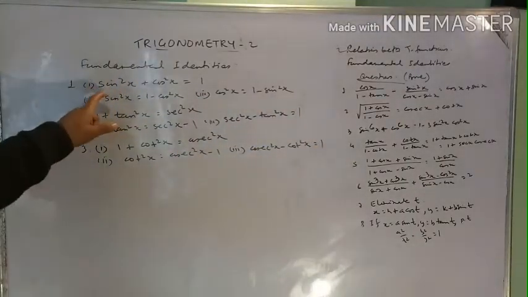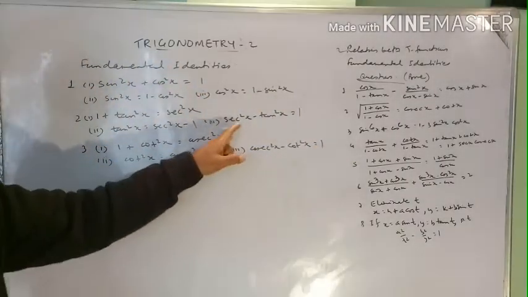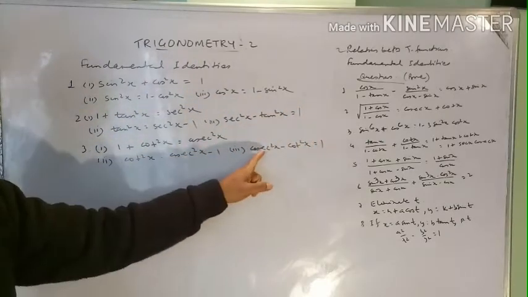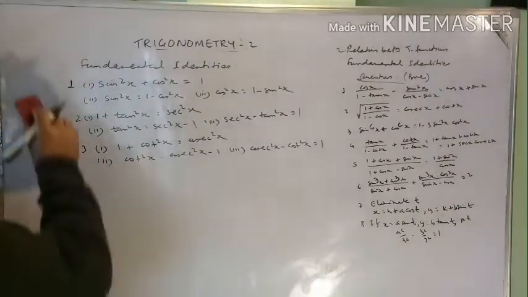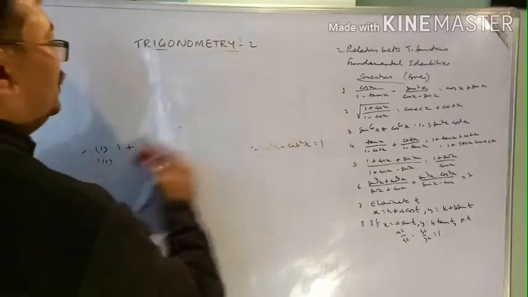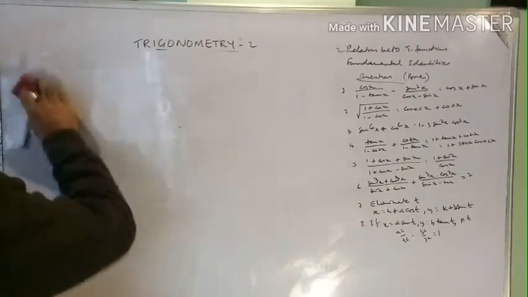Remember, sin square plus cos square is 1, sec square minus tan square is 1, and cosec square x minus cot square x also 1 for all values of x. Okay, now we'll see some applications of these relations. Now we'll take some questions.